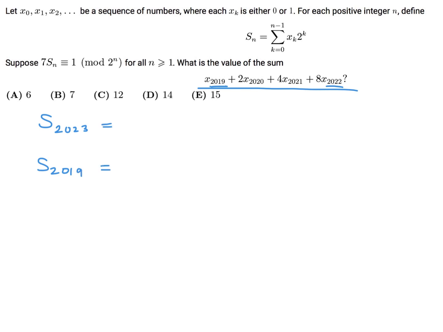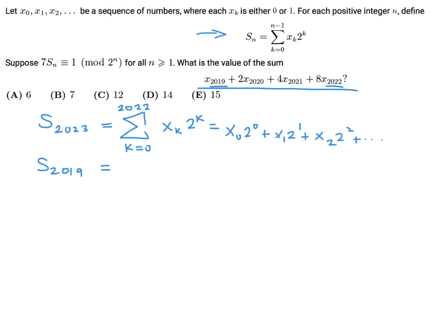So the first one, just using this base formula right here, is the sum from k equals 0 to, in this case, n minus 1, so that's going to be 2022, of xk times 2 to the power of k. So that's basically x0 times 2^0, plus x1 times 2^1, plus x2 times 2 to the power of 2, and so on, all the way till x2022 times 2 to the power of 2022.